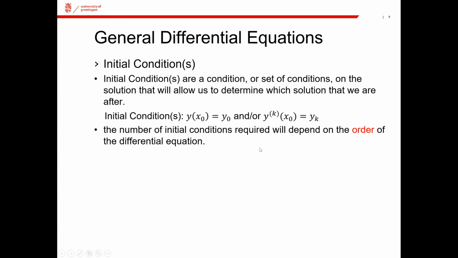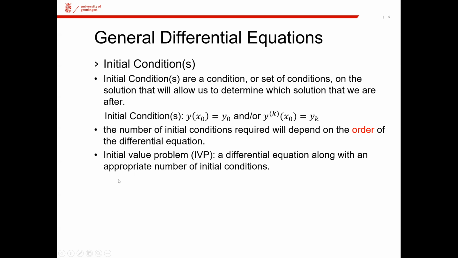If the order of the differential equation is 4, then to determine the solution we will need 4 initial conditions. If the order is 2, then we need 2 initial conditions. And the IVP, initial value problem, is a differential equation along with an appropriate number of initial conditions. The appropriate number of initial conditions is what I explained before.